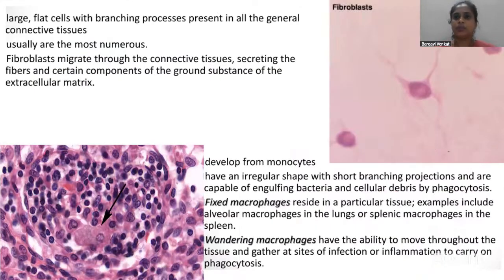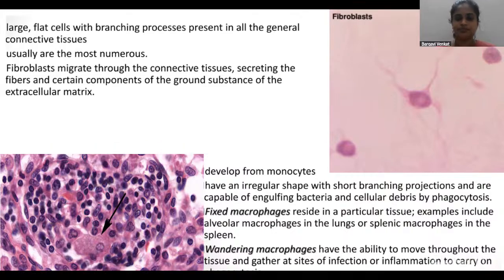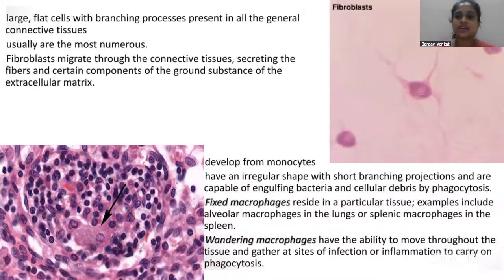This is your fibroblast. So fibroblasts are what? Large flat cells with processes. These are your processes, present in general connective tissue. As I said, they are fixed cells. They are seen in all types of connective tissue, and they are usually most numerous.